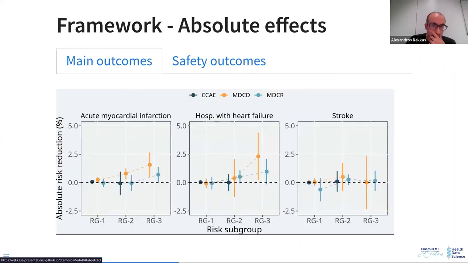And then here I present the results on the absolute effects, which are a bit more interesting, I think. So on the left-hand side, we're plotting the absolute benefits with increasing baseline acute MI risk, right? So here we see more of a pattern that with increasing baseline acute MI risk, your benefits with thiazides also increase.